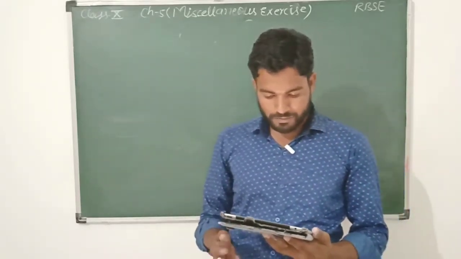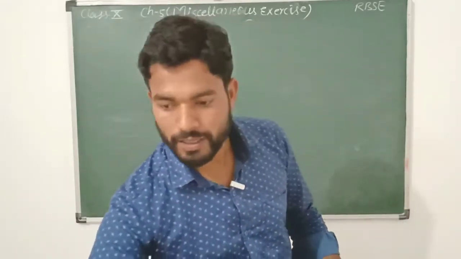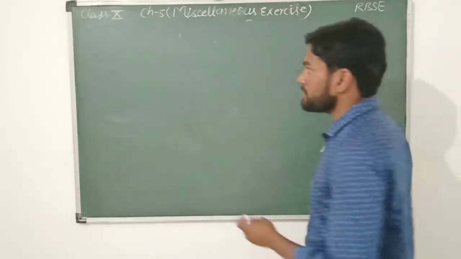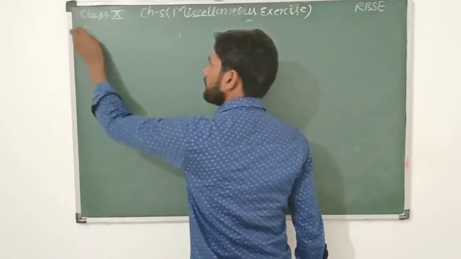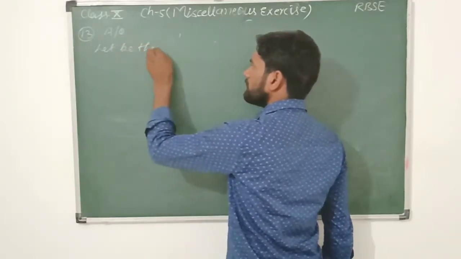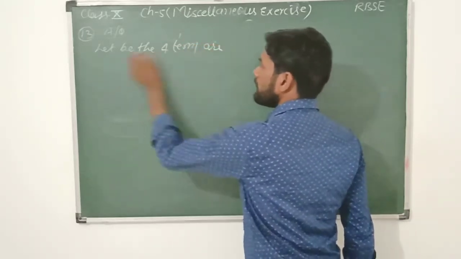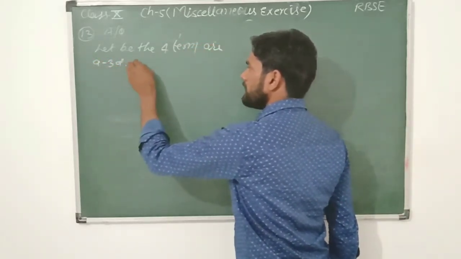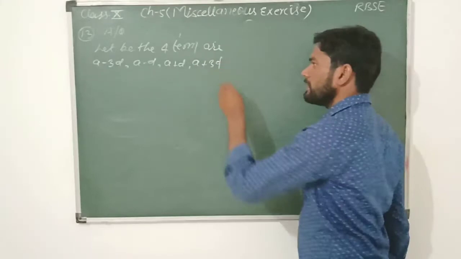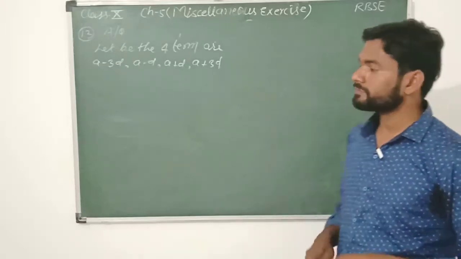Four numbers are in arithmetic progression if their sum is 20 and sum of their squares is 120. It is question number 13. According to the question, let the four terms be a minus 3d, a minus d, a plus d, and a plus 3d. These are four terms of our AP.